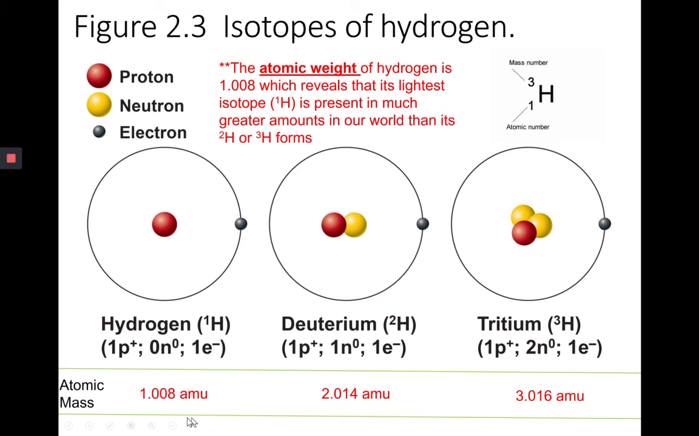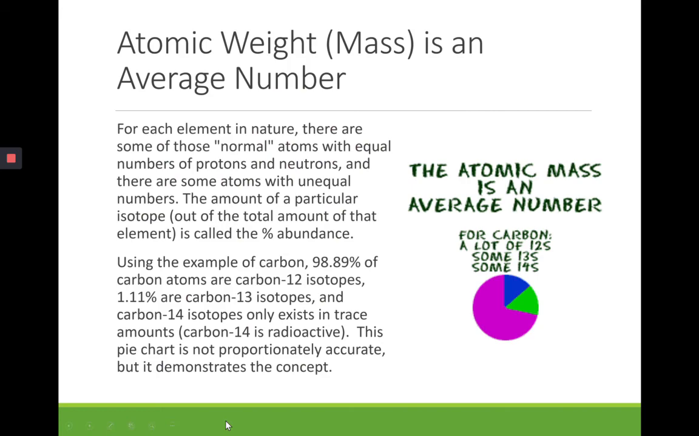All right, let's look at something else. All right, so how about carbon? Carbon has isotopes. There's carbon-12, carbon-13, carbon-14, but they're not all going to be present in the same amount.